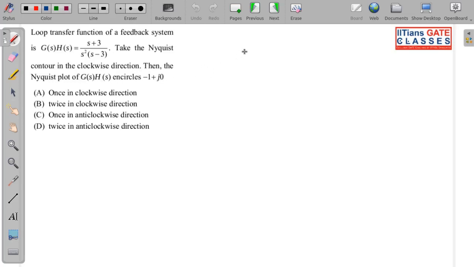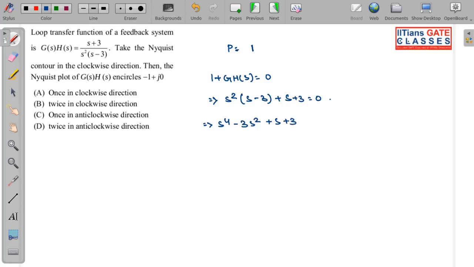Fine. Very good. So over here you can see that P basically tells us the number of poles of the OLTF in the right half of the s-plane. So that is equal to 1. So with the help of the characteristic equation or Routh table, we can calculate Z. So that will be s²(s − 3) + s + 3 = 0. So this is s⁴ − 3s² + s + 3 = 0.